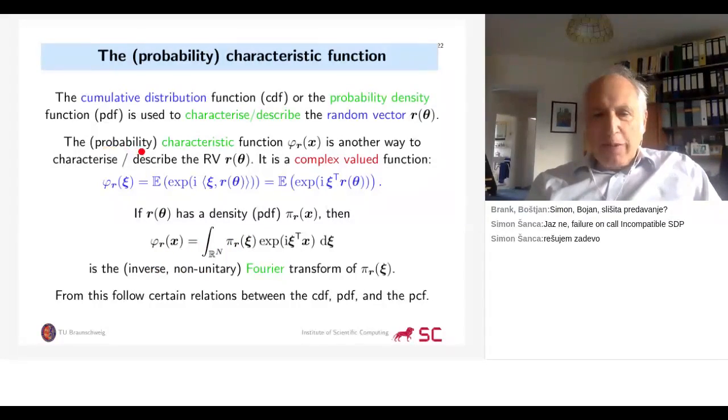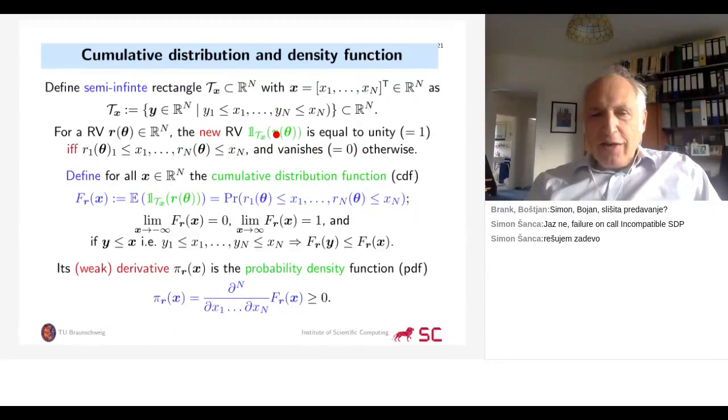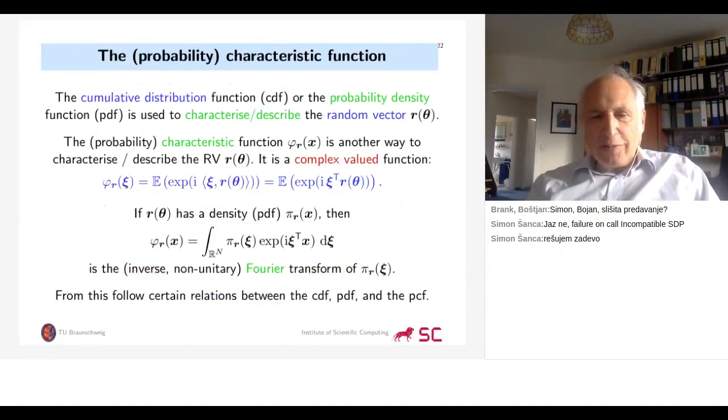I added probability in front of the name because characteristic functions appear in other cases, and they are also used for this guy here. Okay, it's called the characteristic function of this rectangle. So unfortunately, the name appears many times. Okay, so to make clear what it is, I call it the probability characteristic function. But in probability theory, it's just called the characteristic function.